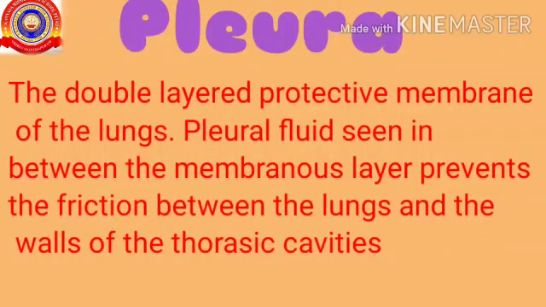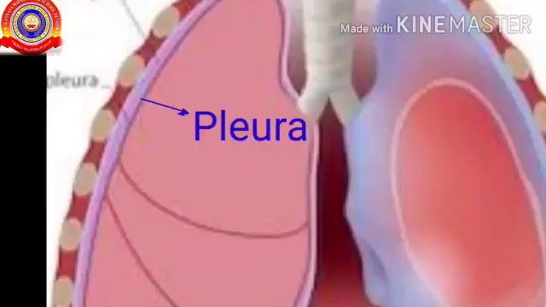Next is the pleura. The pleura is a double-layered protective membrane of the lungs. In between the membranous layers, there is a pleural fluid. The function is it prevents the friction between the lungs and the walls of the thoracic cavity.